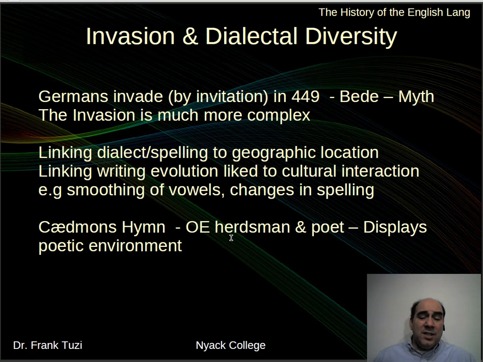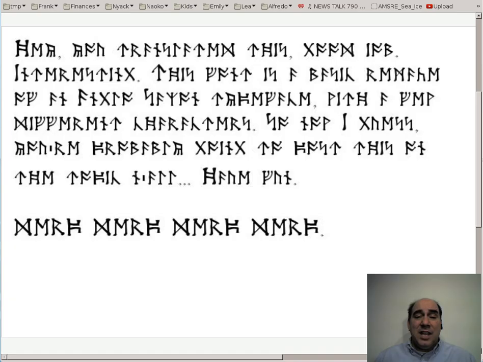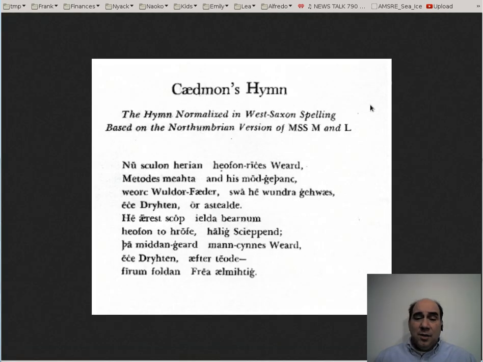One of the earliest pieces of Old English that is written down is entitled the Caedmon's Hymn. He was an Old English herdsman and a poet, and he had some poetic ideas and poetic devices that he used. And so this is what the Hymn would look like. It has been made easier to read for us. They put it into more Roman script instead of probably the earlier type.